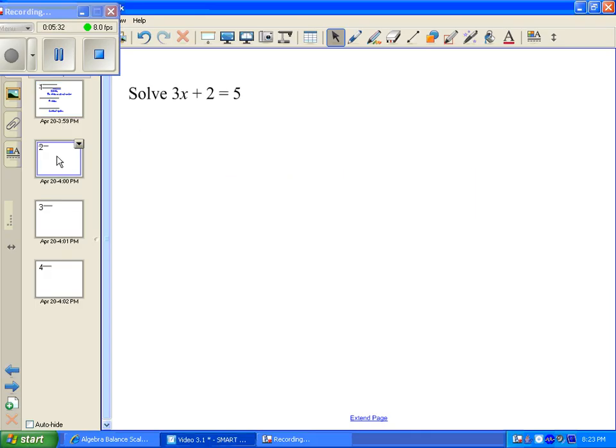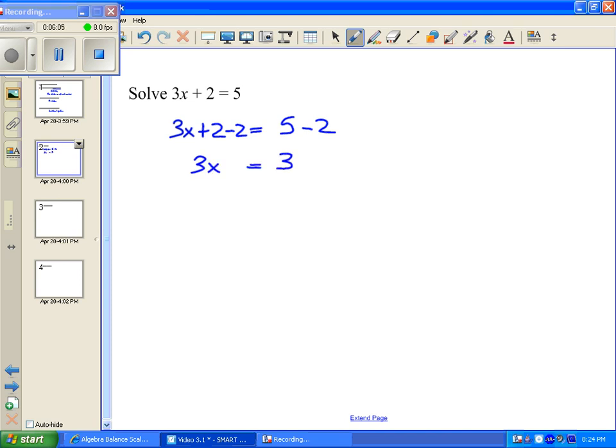Now, how are we going to write that out? Well, the way I would want you to write that out is I'm undoing. So what's the inverse operation, or opposite, often we call it an opposite operation, of adding 2? Well, the opposite is subtracting 2. So whatever I do to one side of an equation, I must do to the other. So if I take 2 away from the left-hand side, I have to take 2 away from the right-hand side, and I'll get 3x is equal to 3.